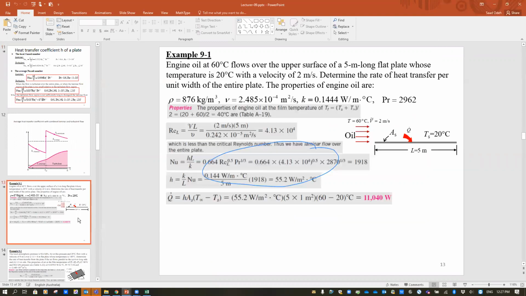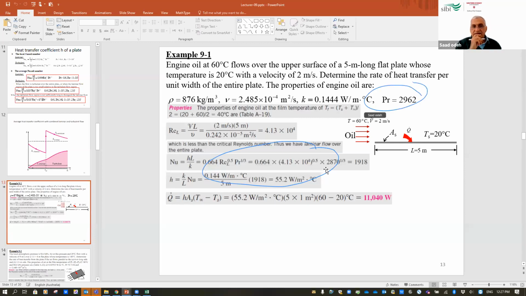Sir, what is the Pr for the... This is Prandtl number. It's already given. Can you see here in the question? Oh, yes. So we use this in this equation. Because the flow is laminar, we just use the first equation. If I know the Reynolds number, already given, Prandtl number is given, then to power 1/3, you get the Nusselt number.